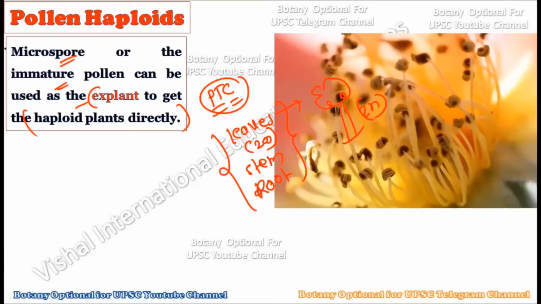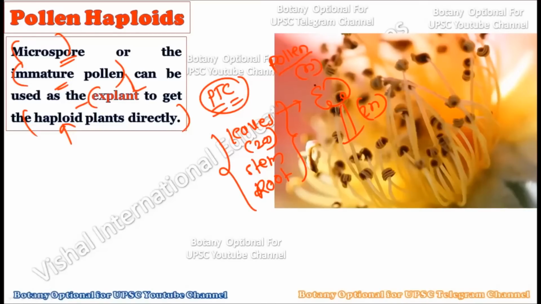But when you take the microspore or immature pollen as an explant, this can directly create a haploid plant, because pollen itself is haploid, okay? Pollen grains contain half the number of chromosomes, and if you use the pollen grain as an explant, then it can create haploid plants directly. And you know the whole process. The process is similar, right? We take the explant, we use the media, we sterilize the media, we sterilize the glassware, and then we grow them in the plant tissue culture laboratory under aseptic conditions by maintaining humidity, temperature, pressure, etc. And finally, the plantlets get created and they are transferred to the field, okay?